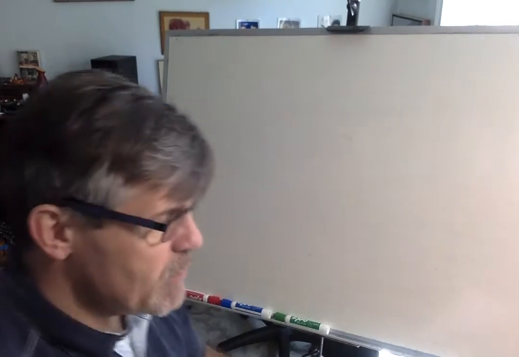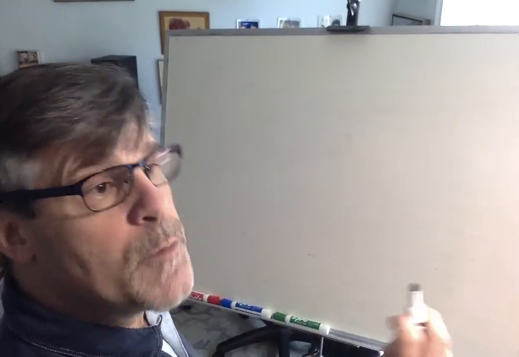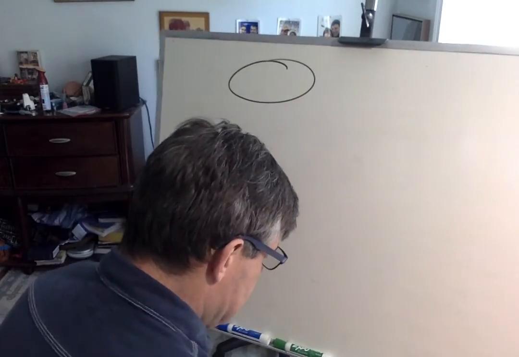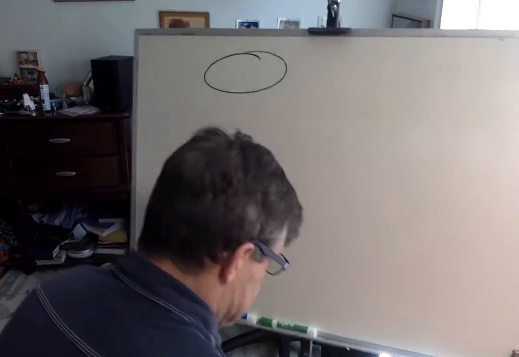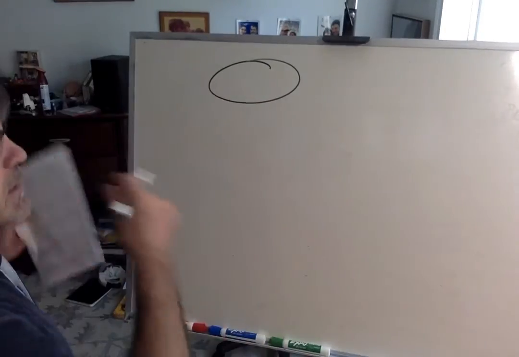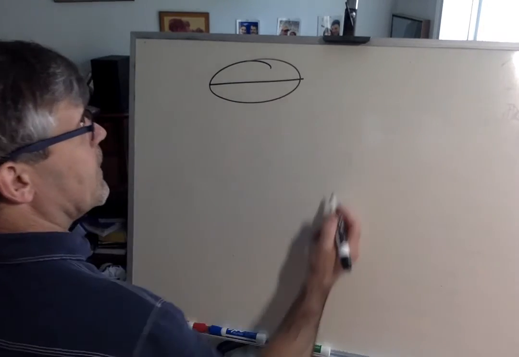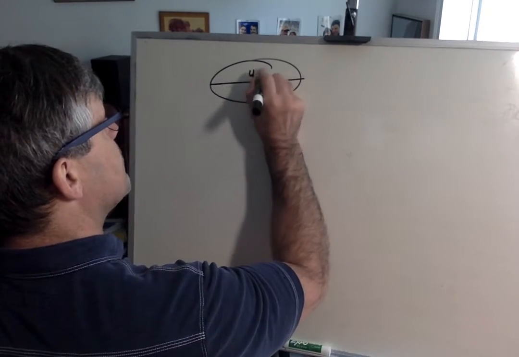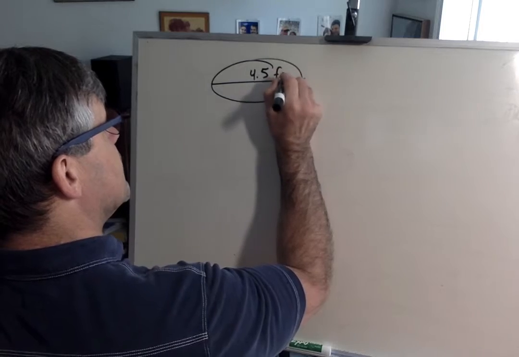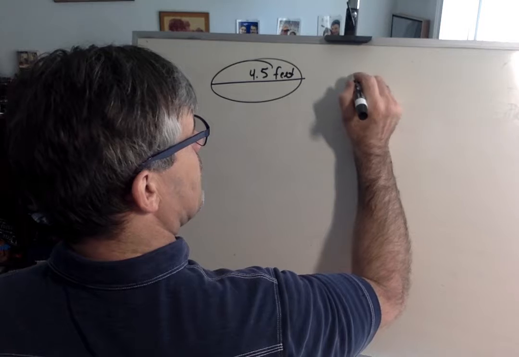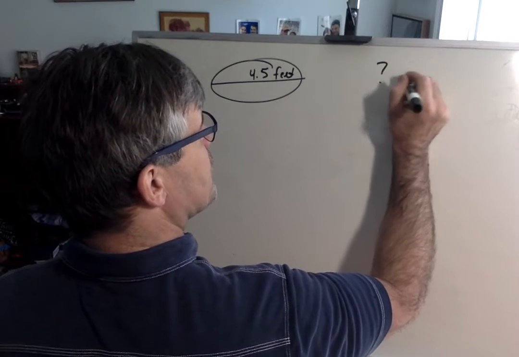Okay, so here we go. This is the first problem, okay? Thank you, Tamel. So a hula hoop, you know what a hula hoop is? It's just a big round hoop that people used to spin around their waist back in the 50s and 60s. A hula hoop has a diameter. So this diameter is 4.5 feet, okay? So I'm asking you, what is the circumference?